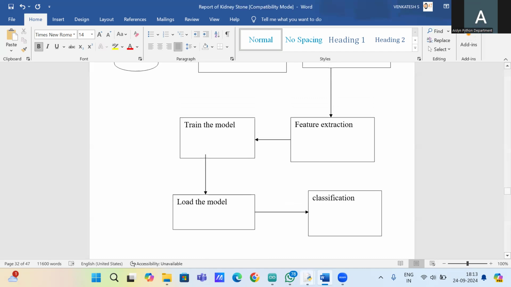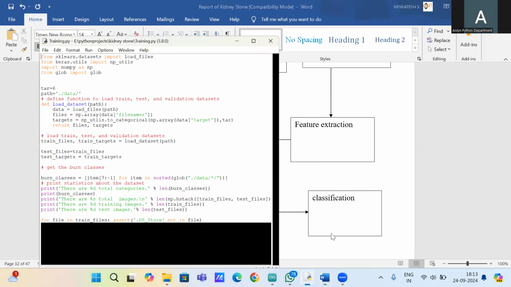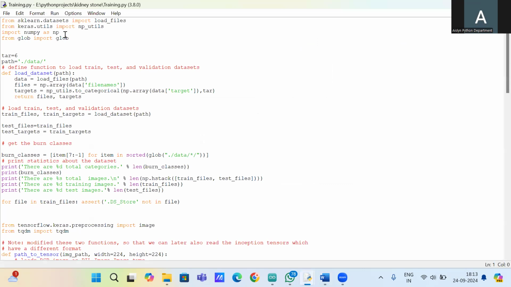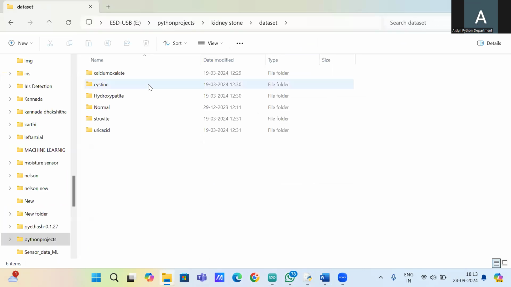Now I'll show you the training code. Before that, I will show you our data set. Yeah, this is our data set. Total six classes.